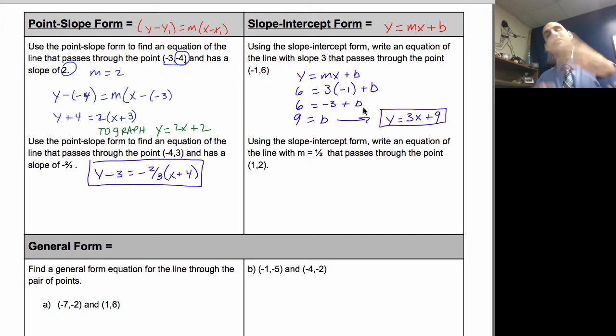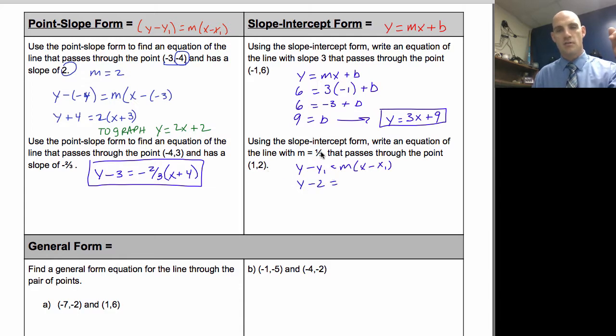The other way, so you can pause this and try this example. I'm going to do it in a different way and show you how these forms are related. So let's say I wanted slope-intercept form, but I didn't want to go through the trouble of solving for b. Watch what can happen here. If I start with my point-slope form, watch what happens. I can do y minus 2, because this is my point here, is equal to my slope, 1/2, times x minus 1. Watch this magic happen. This is mathemagic in action here.